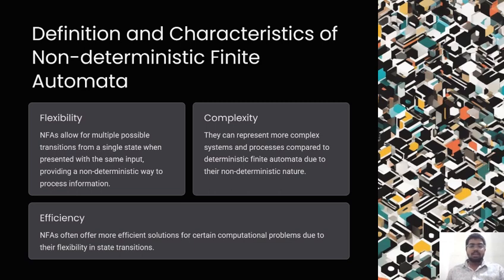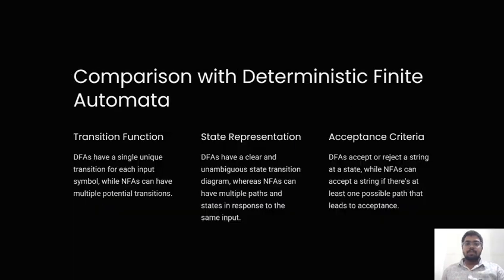Moving towards the next slide. Comparison with deterministic finite automata. Transition function: a DFA has a single unique transition for each input symbol, while an NFA can have multiple potential transitions. State representation: a DFA has a clear and unambiguous state transition diagram, while an NFA can have multiple paths and states in response to the same input. Acceptance criteria: a DFA accepts or rejects a string in one state, while an NFA can accept a string if there is at least one possible path that leads to acceptance.